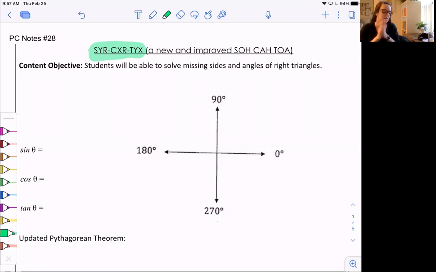All right. Today, y'all, we're gonna learn a new and improved SOHCAHTOA. How many people remember SOHCAHTOA? Either raise your hand, pop an emoji in the chat, whatever you got. Do we remember SOHCAHTOA? Sine, cosine, tangent. Yes, amazing. Thank you. You can put your hands down.